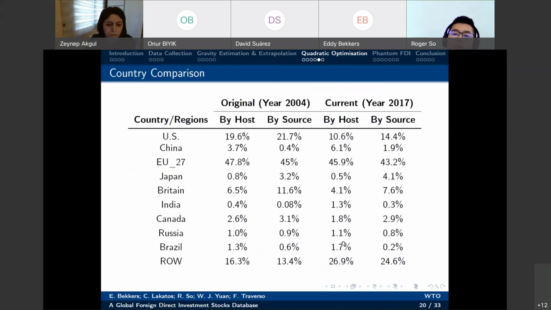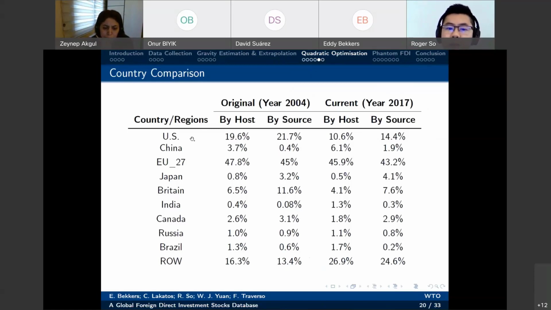And now I'd just like to show you the results of the optimization. I think a good way to show it is to compare with the original results from 2004 and 2017. The percentage here shows the percentage of inward FDI by host and outward FDI compared to the total world FDI.